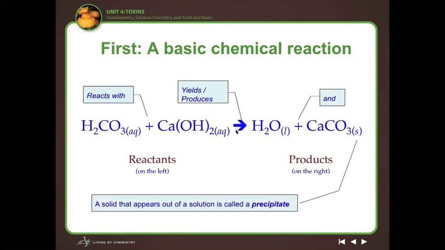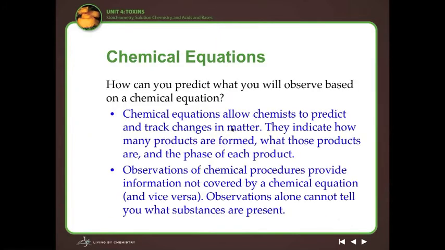A solid that appears out of a solution is called a precipitate. And those are our basic rules for chemical reactions. So, chemical equations allow chemists to predict and track changes in matter. They indicate how many products are formed and what those products are and the phase of each product.